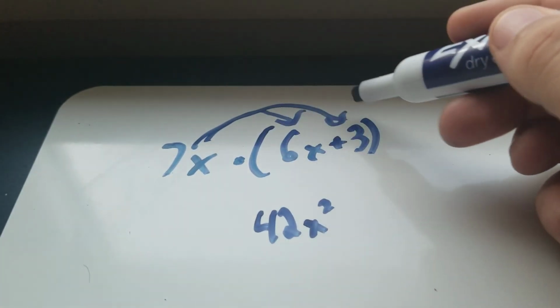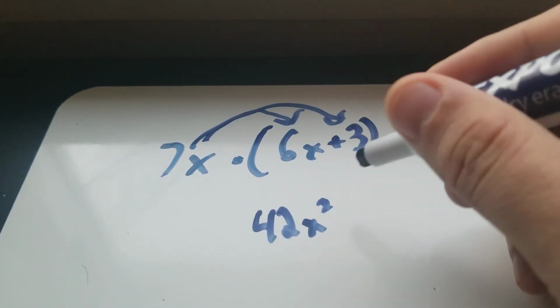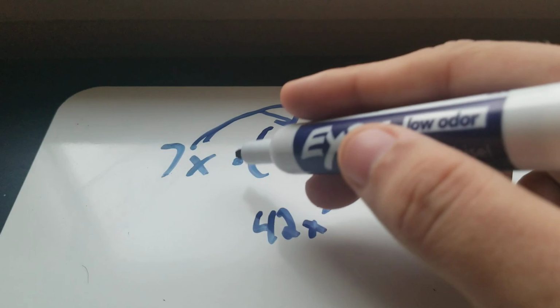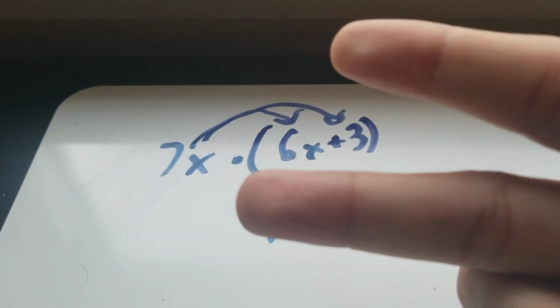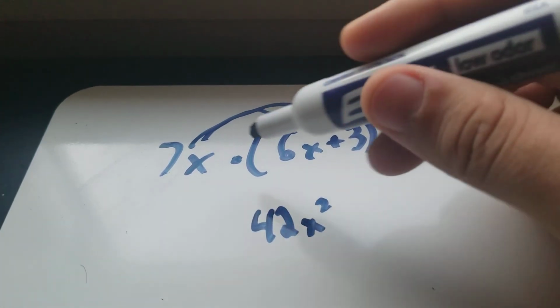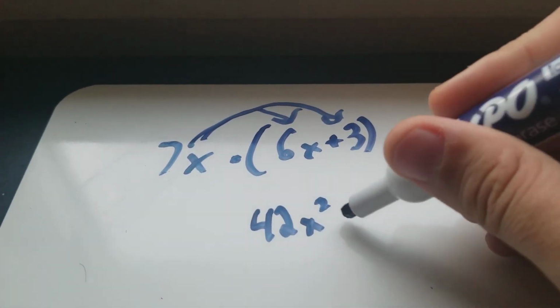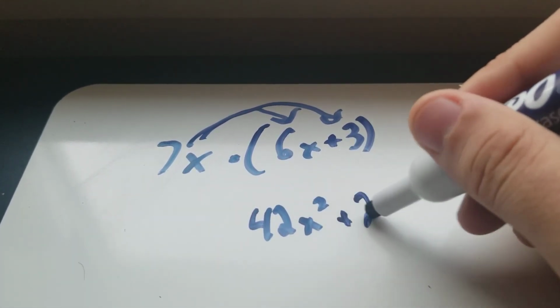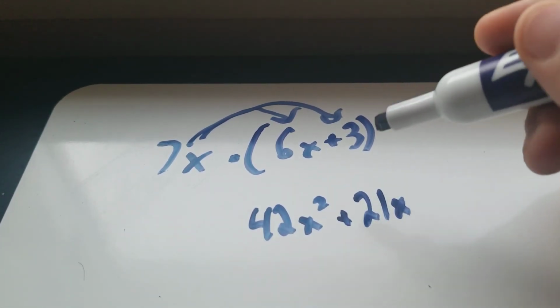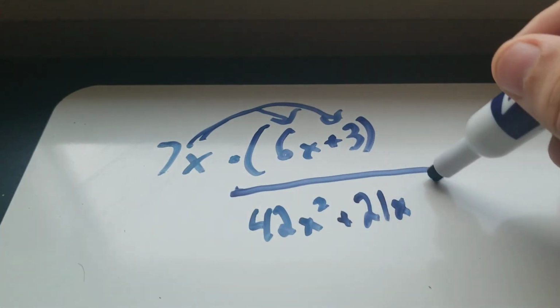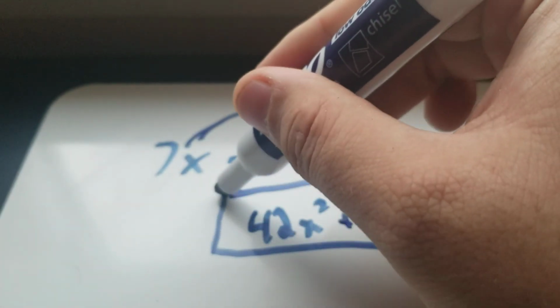So 7x times 3 is going to be normal numbers. Oh, x times x. So x to the first times x to the first becomes x squared, okay? Then 7x times 3 is going to be plus 7 times 3 is 21x. At that point, there's nothing I can do. I'm done. I can't combine like terms or anything like that, so I'm happy with that.